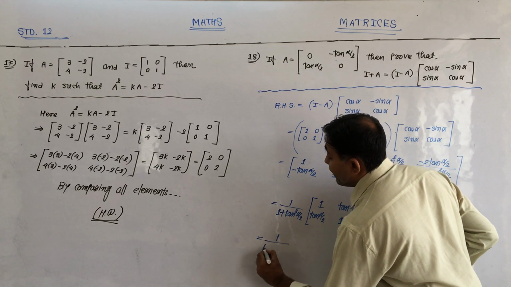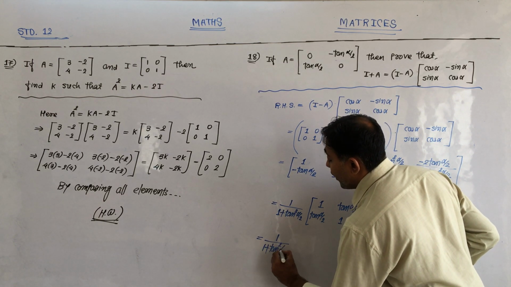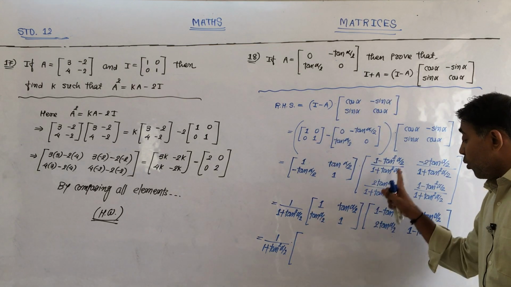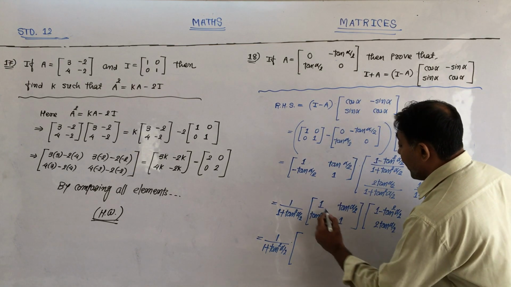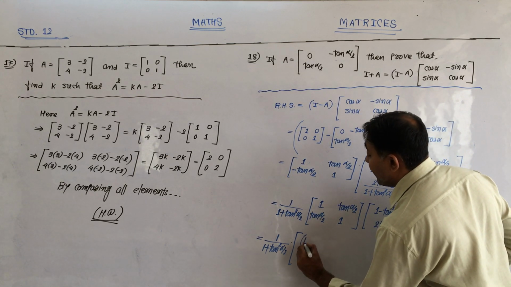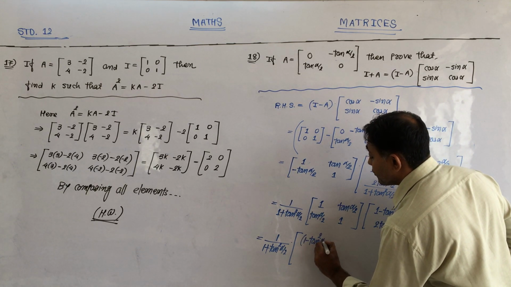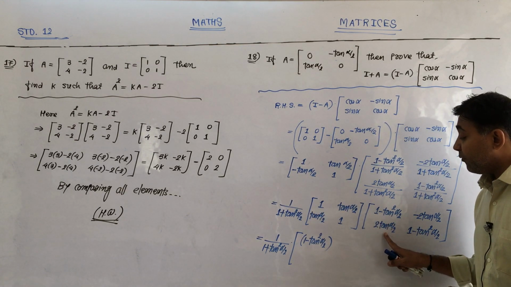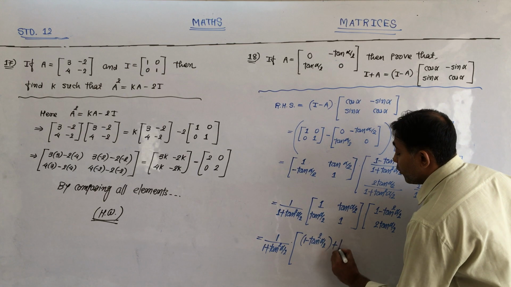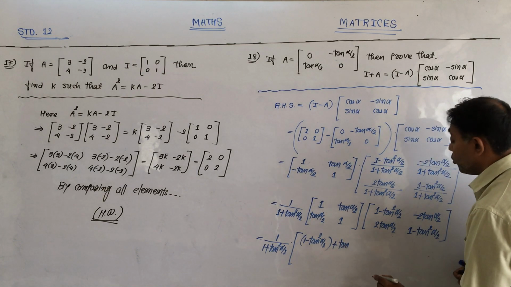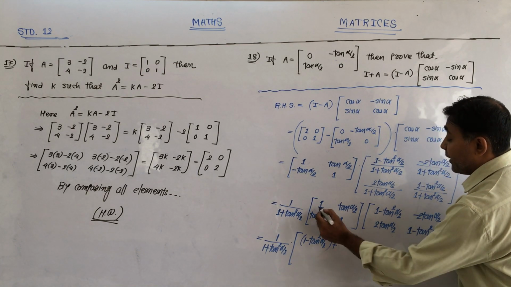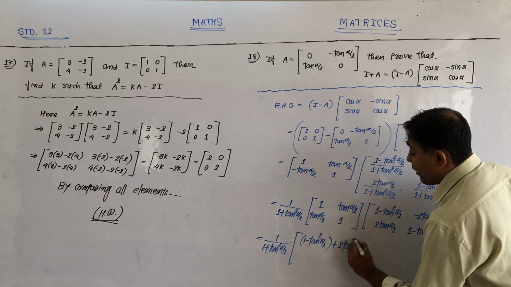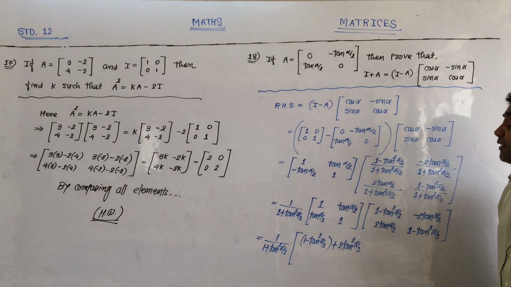1 upon 1 plus tan square alpha by 2. Again here, first row, first column, start with this: 1 into 1 minus tan square alpha by 2. Now this tan alpha by 2 is multiplied there, so tan alpha by 2 into 2 tan alpha by 2. I write directly this multiplication: 1 into this plus this term, so that is 2 tan square alpha by 2. I hope you understand it easily.